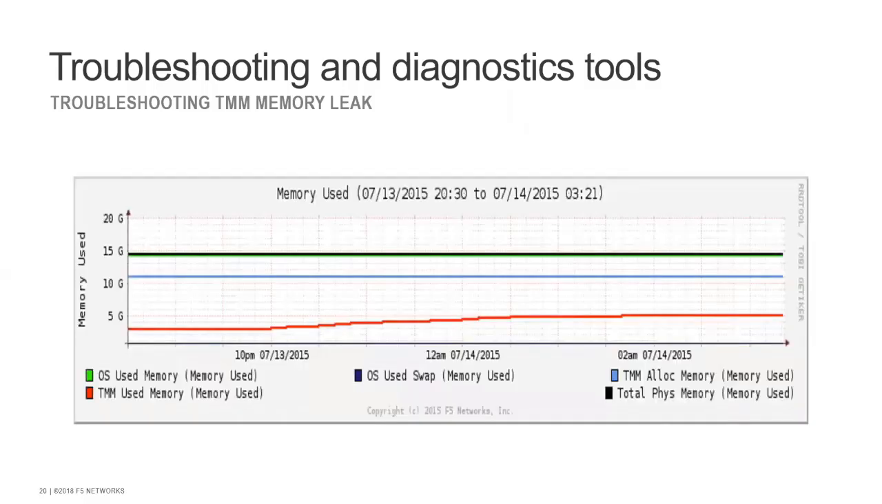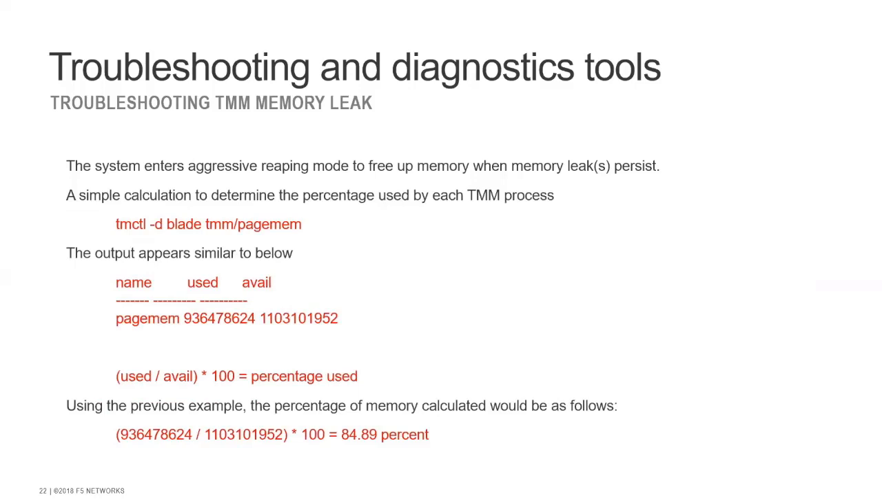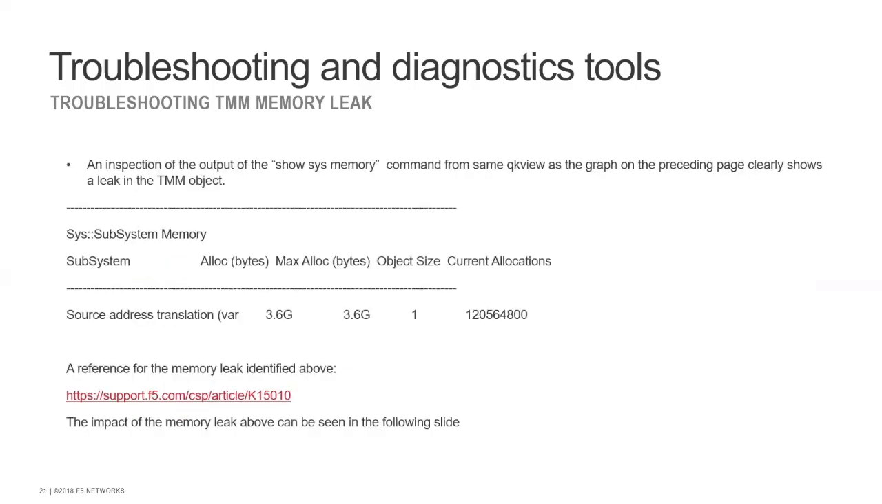So this is an example of a memory leak on TMM. We can see that the TMM used memory line on the graph is constantly going up. So now that we suspect that there is a leak on TMM, an inspection of the output of show sys memory will give us more information and probably the culprit of the issue.